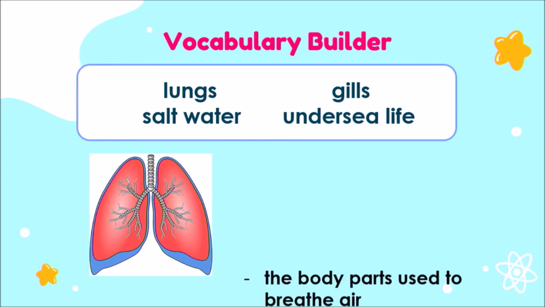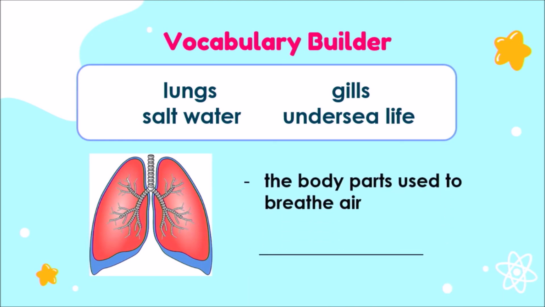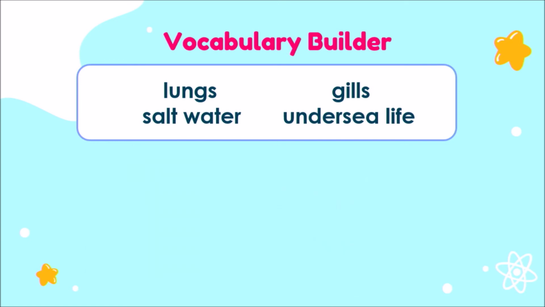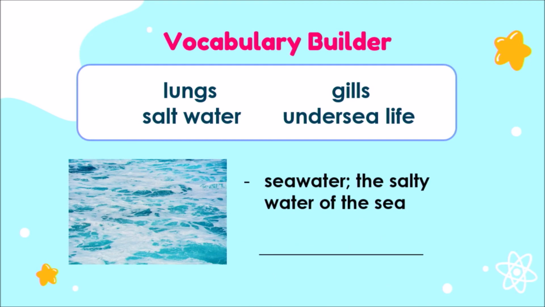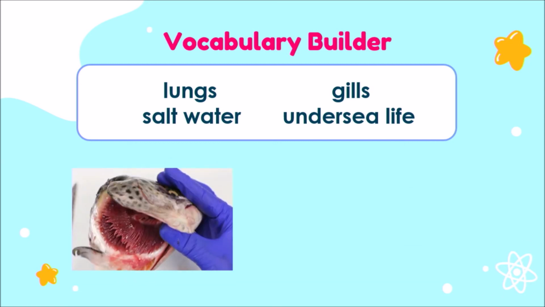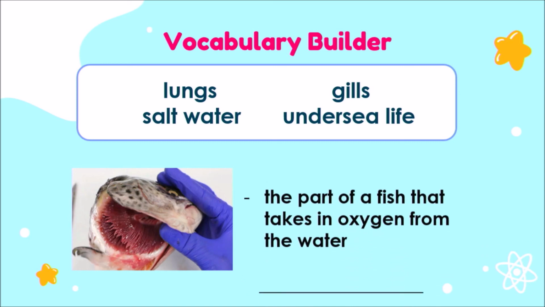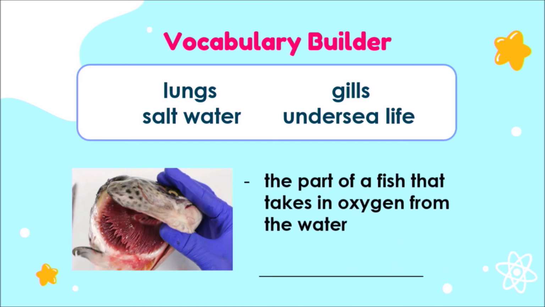Next one. Can you see the picture? The body parts used to breathe air. What's that? Is that gills? No, very good. It's lungs. Good job, kids. Next one. Look at the picture. Seawater or the salty water of the sea, from the words salty water. What's that? Very good. It's salt water. And the last one. Can you see the picture? The part of a fish that takes in oxygen from the water. Is that lungs? No, it's gills.